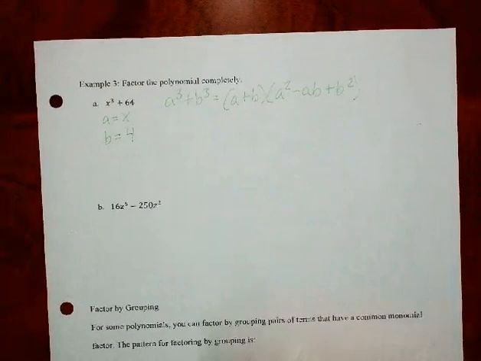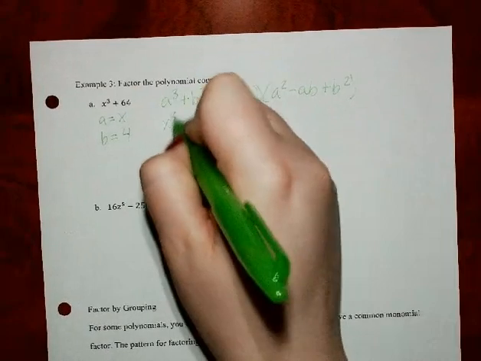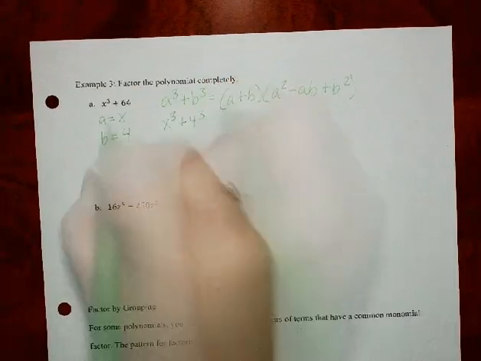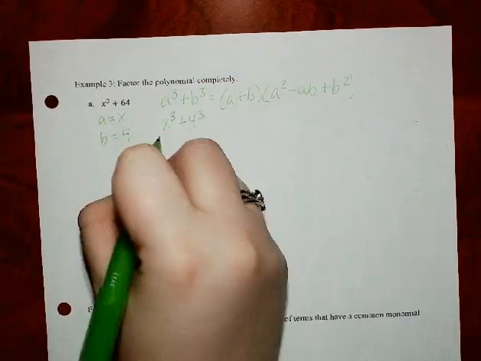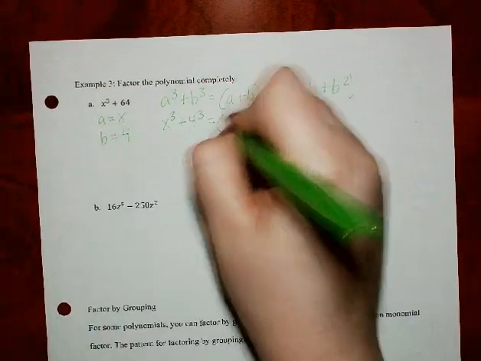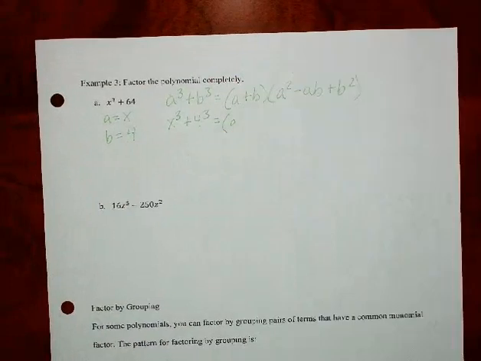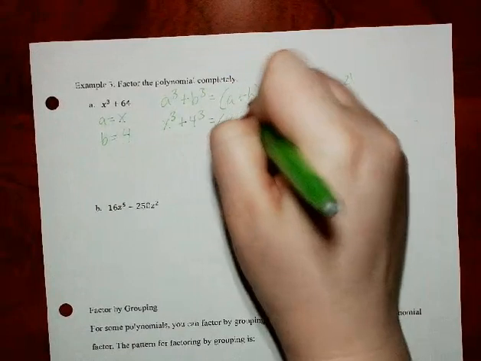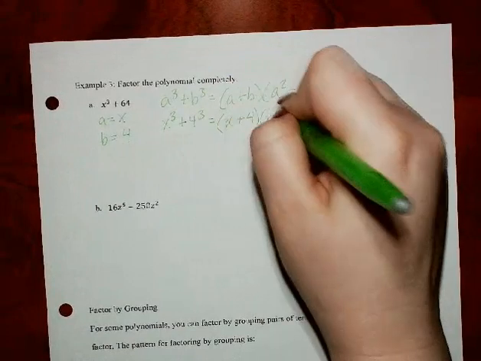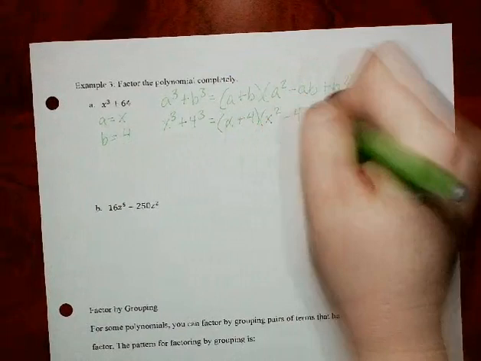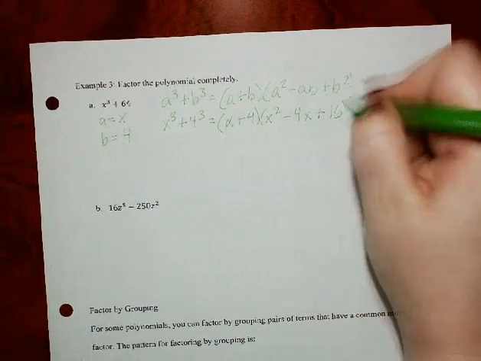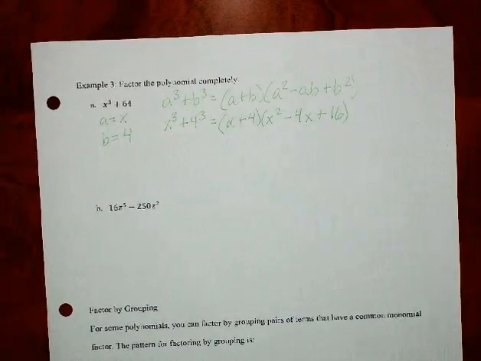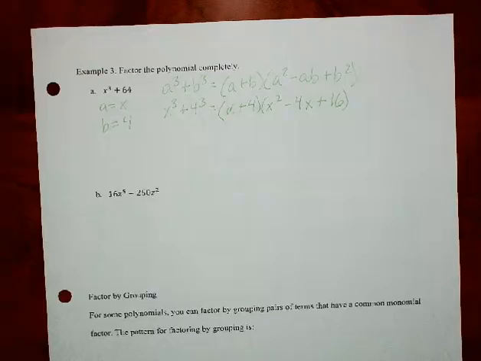So now we just plug in x to the third plus 4 to the third, which is our original equation, just written a little different, equals x plus 4 times x squared minus 4x plus 16, because of 4 squared. Okay, and we are done factoring. That's all we can do.